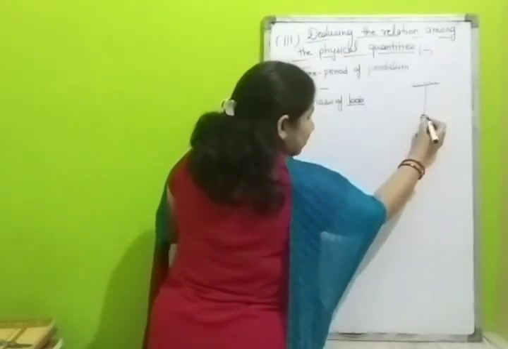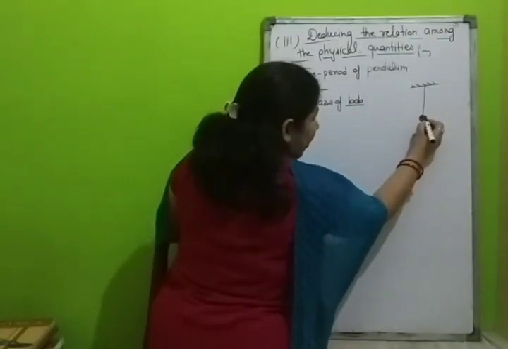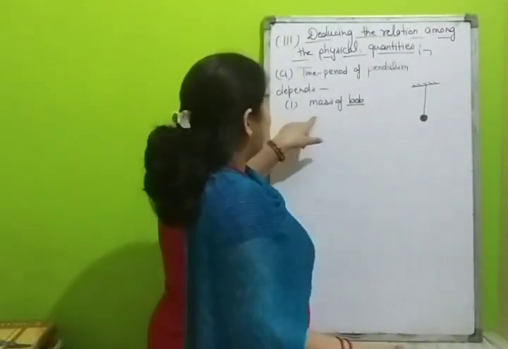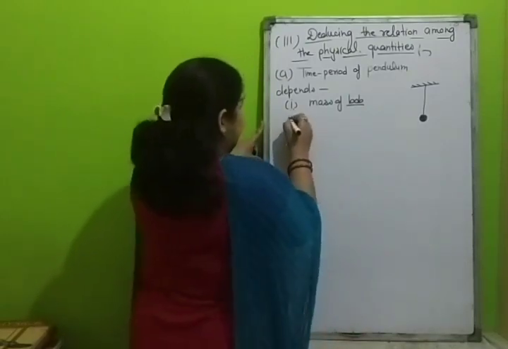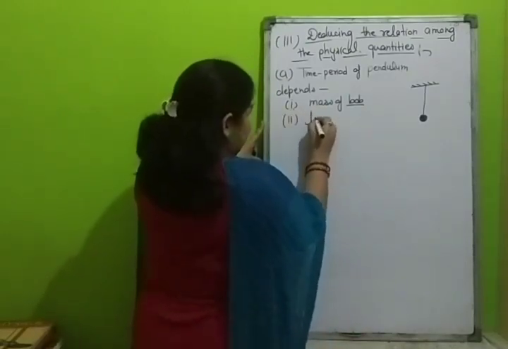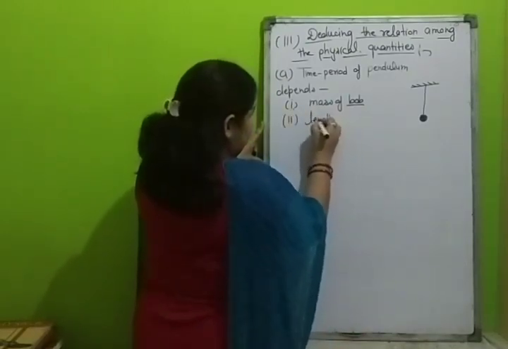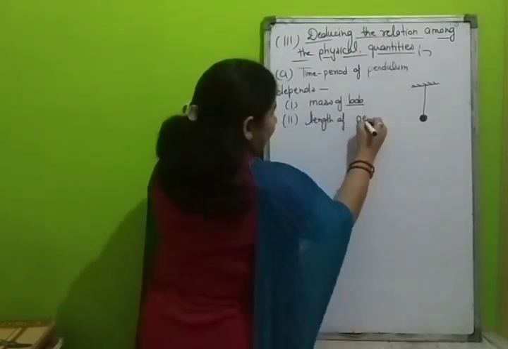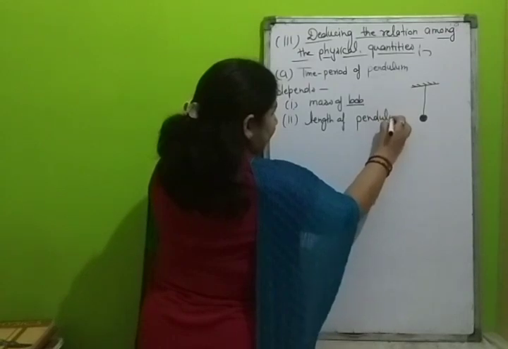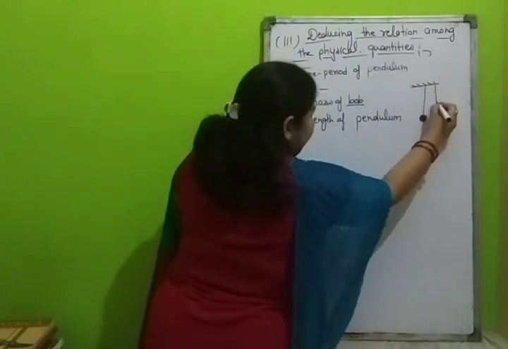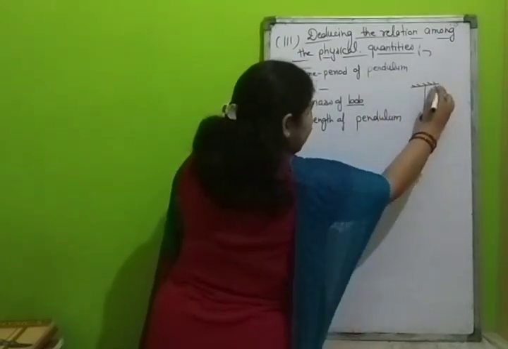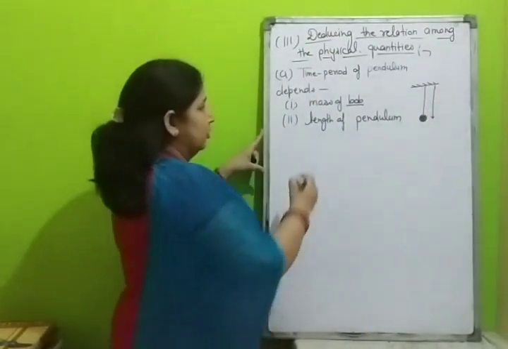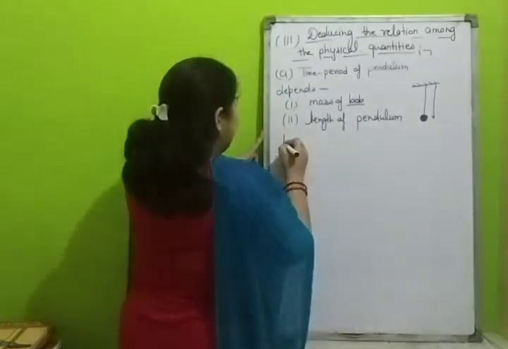This iron sphere, small sphere is called bob. The mass of bob. Second, length of pendulum. The effective length of pendulum is considered to the center of the bob. This is called effective length of the pendulum.